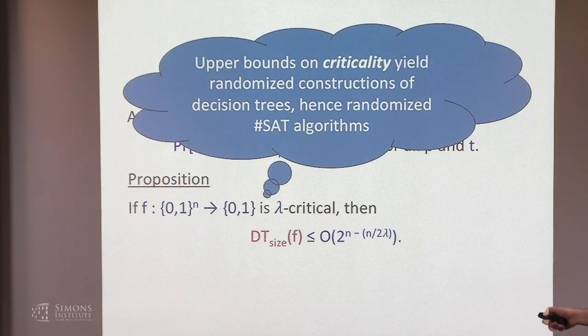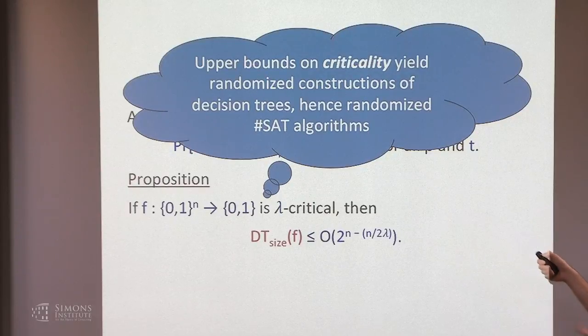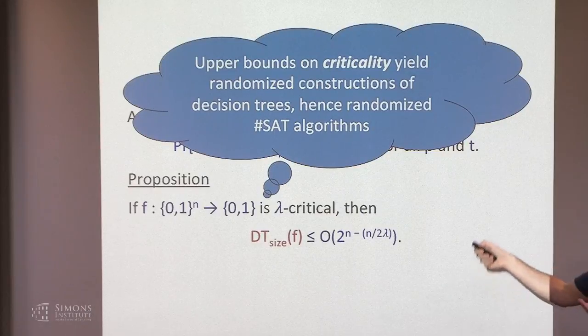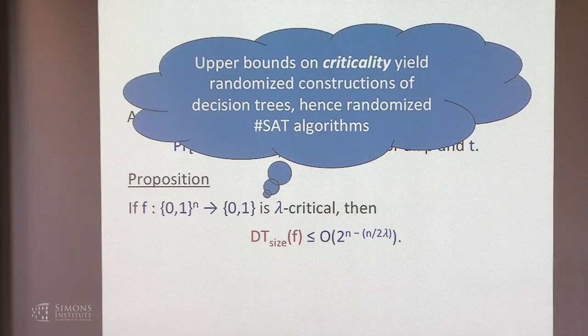And why is this nice? Because if you have upper bounds on criticality, then intuitively this is giving you randomized constructions of decision trees of this size. And if you have a decision tree for a function, you can easily count the number of satisfying assignments. So the observation is that from bounds on criticality, you get SAT algorithms in a very natural way.